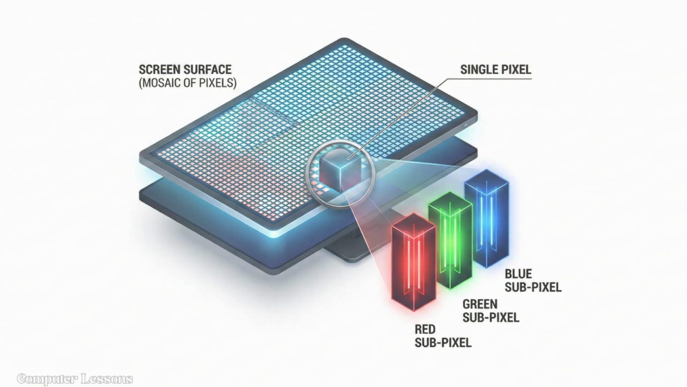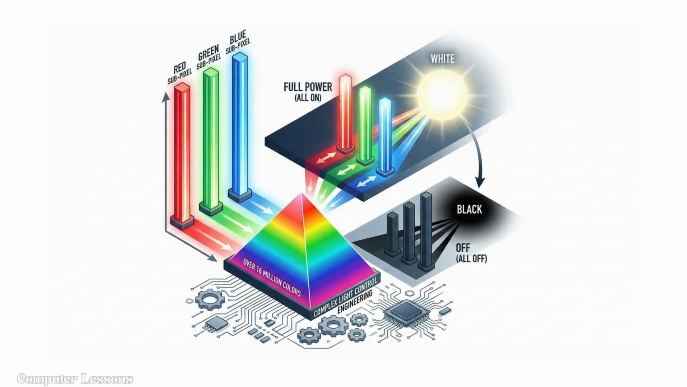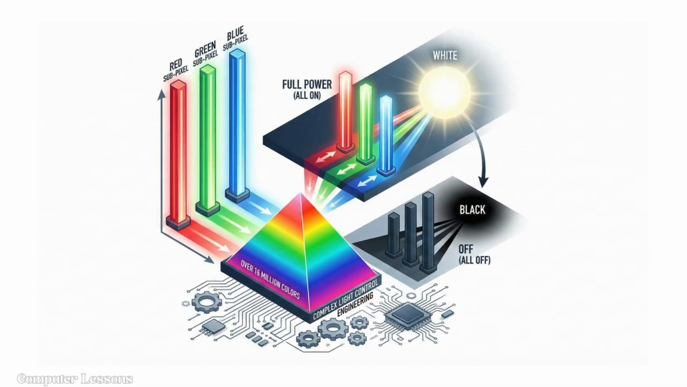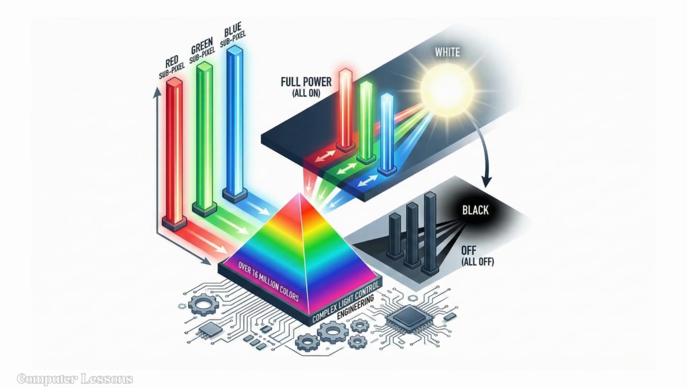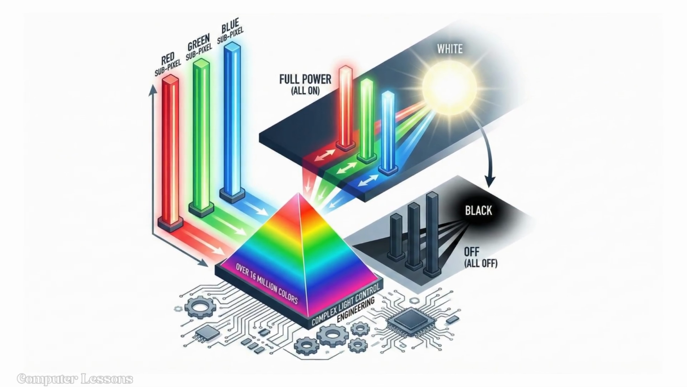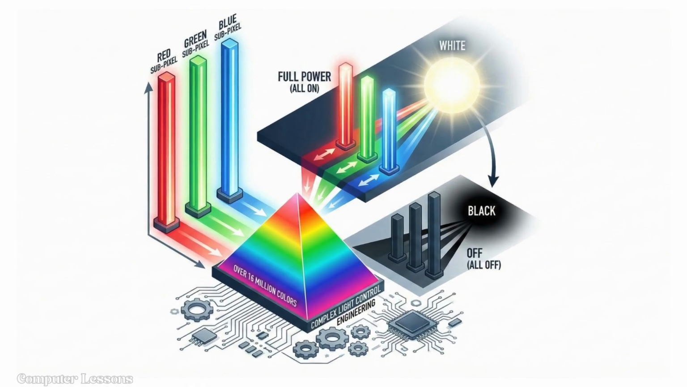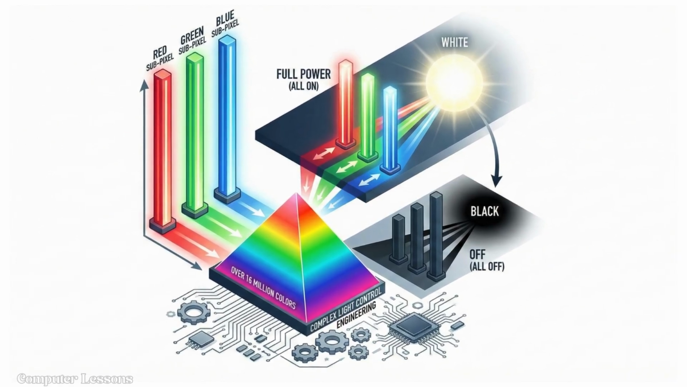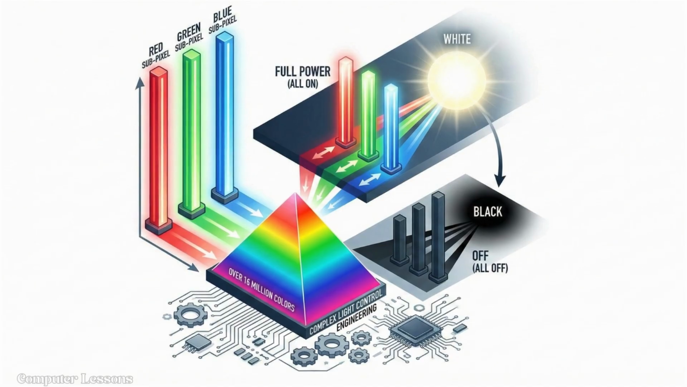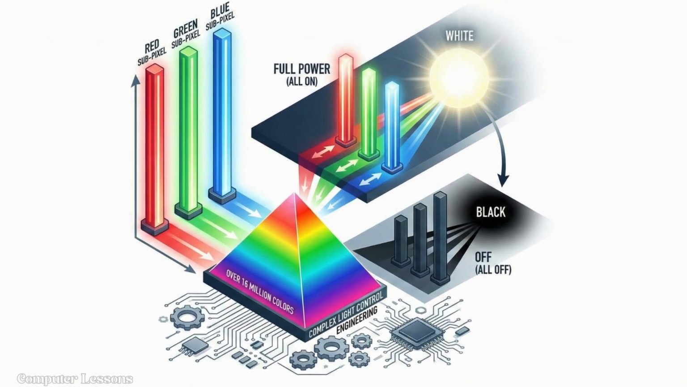By mixing these three colors at different intensities, we can trick the human eye into seeing over 16 million different colors. If you turn all three on at full power, you see white. If you turn them all off, you see black. But the engineering required to control this light is surprisingly difficult.